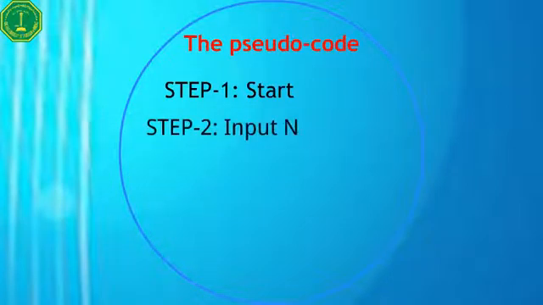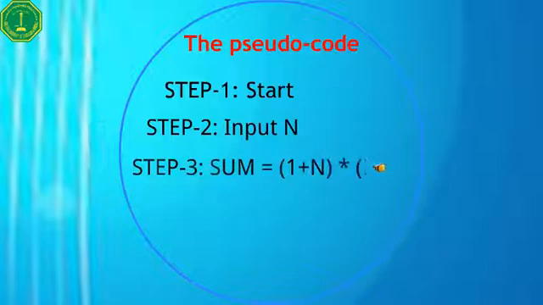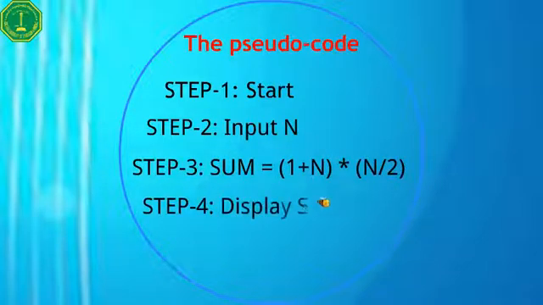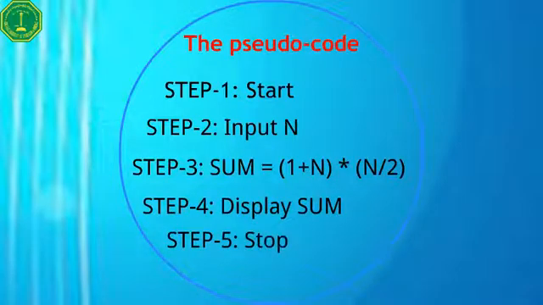Now let's use pseudocode to write our algorithms to find the sum of all integers from 1 to any positive integer n. Step 1, start. It means the process starts. Step 2, input n. It means the algorithms asks for the value of n. Step 3, sum equals to (1 plus n) times n divided by 2. Step 4, display the value of sum as output. Step 5, the process stopped.